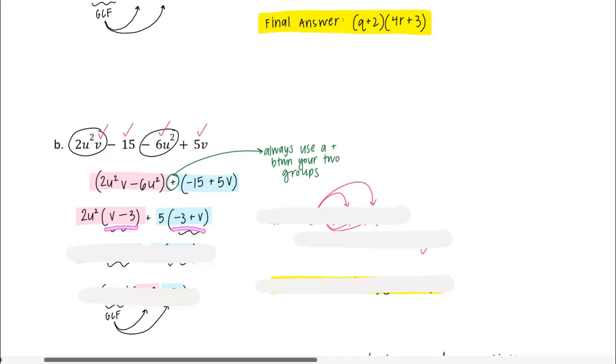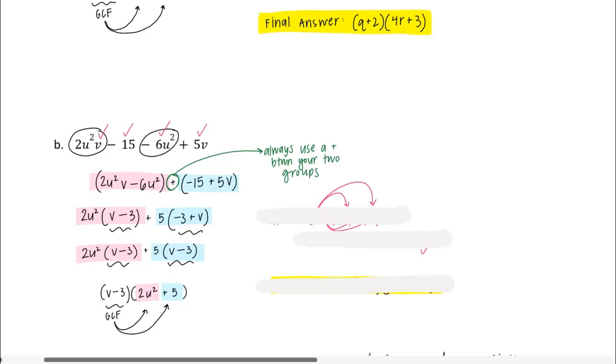V minus 3 is the same as negative 3 plus v. The v is positive, the 3 is negative. So these are the exact same thing. That was the goal. Whatever those two groups have in common, if you need to rewrite it, instead of writing negative 3 plus v, you can write v minus 3 if that helps you to see that they're the exact same, that's fine. And then you pull that out.